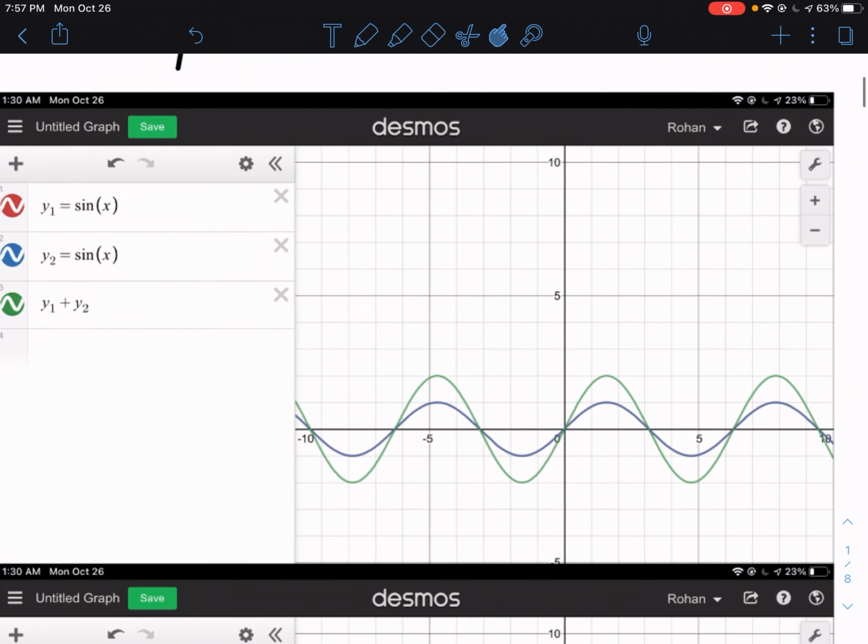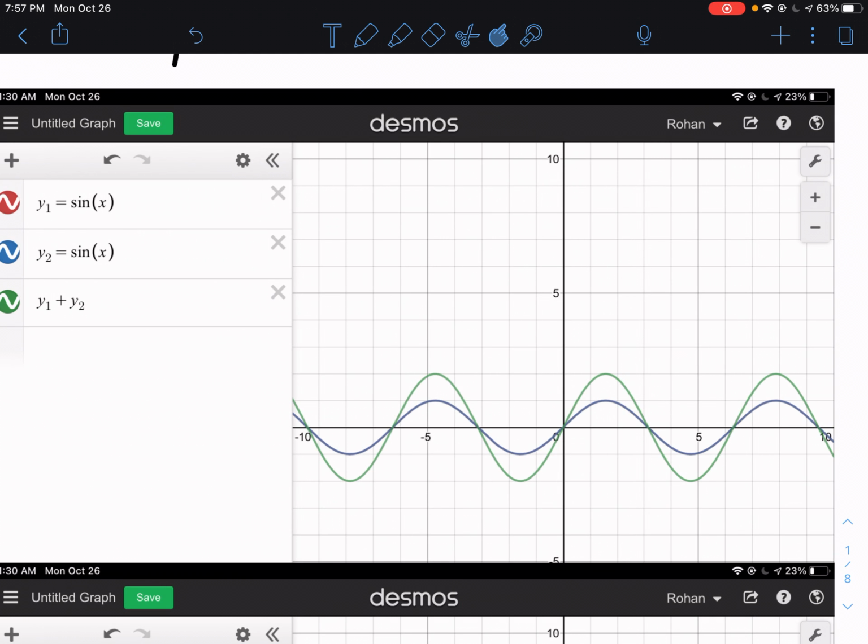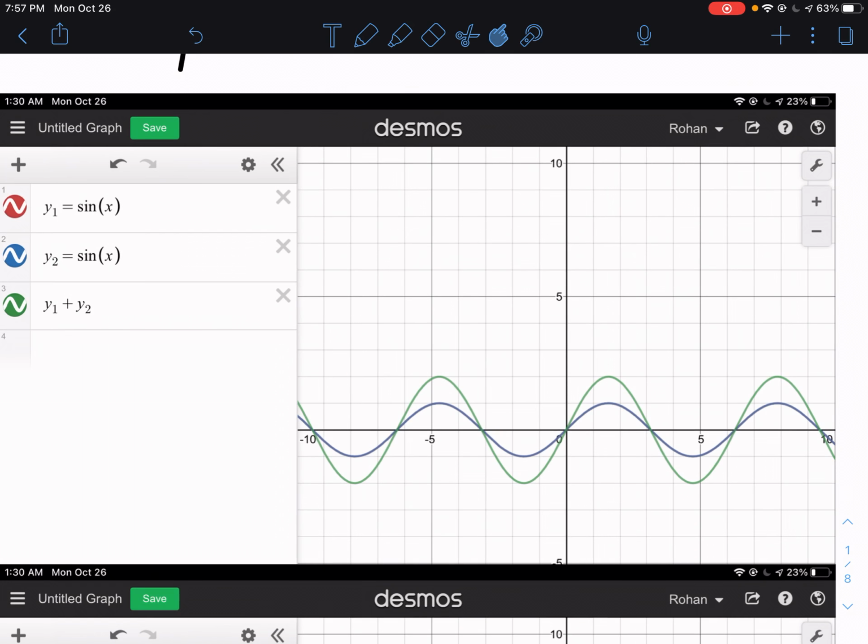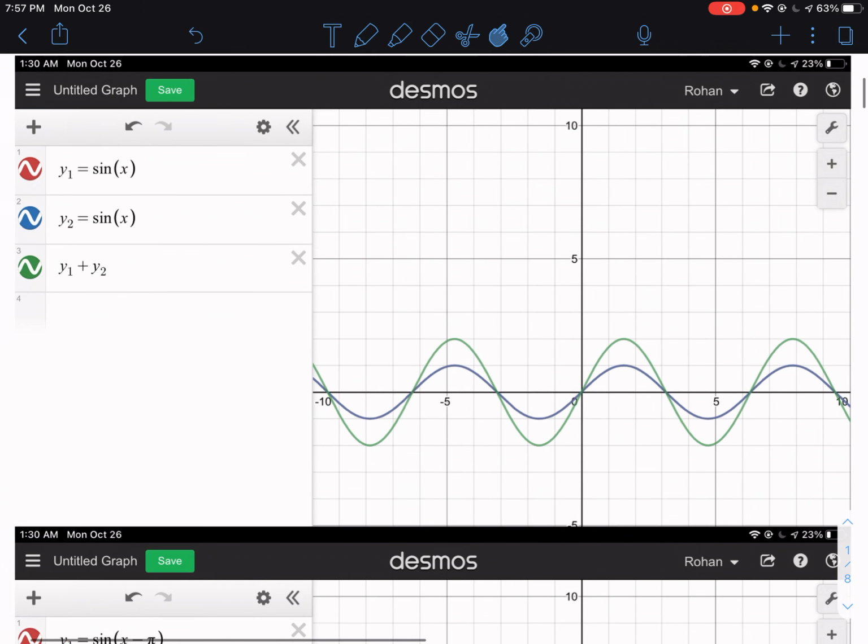In this first example we have two waves, y1 is sine of x and y2 is sine of x. This is an example of constructive interference, because when we add those two waves together, you get a wave of larger amplitude, 2 sine of x.